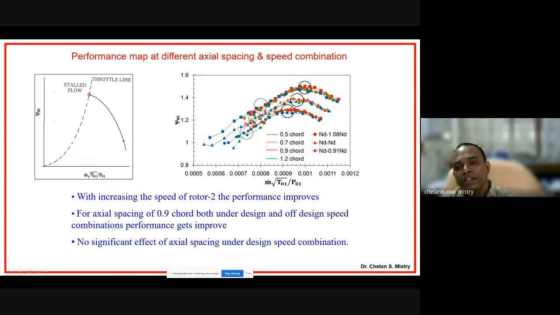And here, it is very interesting to observe that your performance map has a peak value. That is called the mild surge region. Here you have mild stall, the region where your second rotor is getting stalled, and this is the region where the whole stage, both rotors, are getting stalled. Let me tell you what that means.